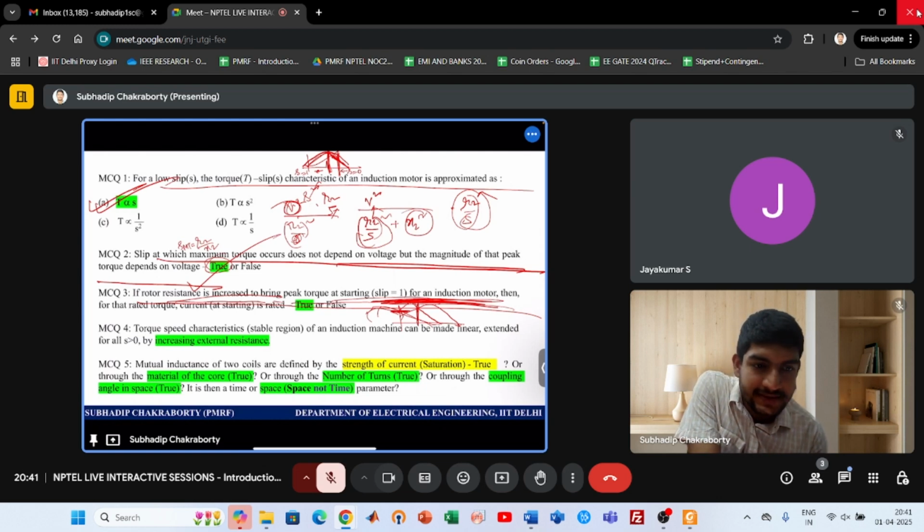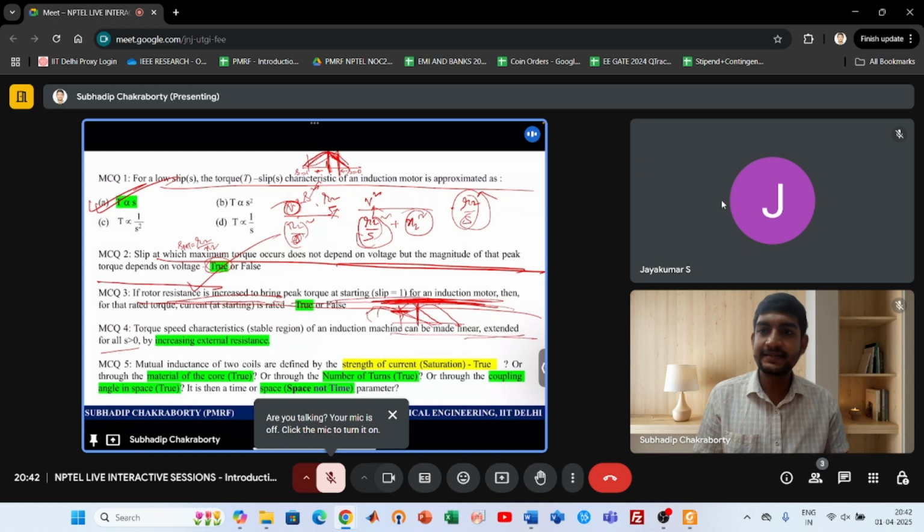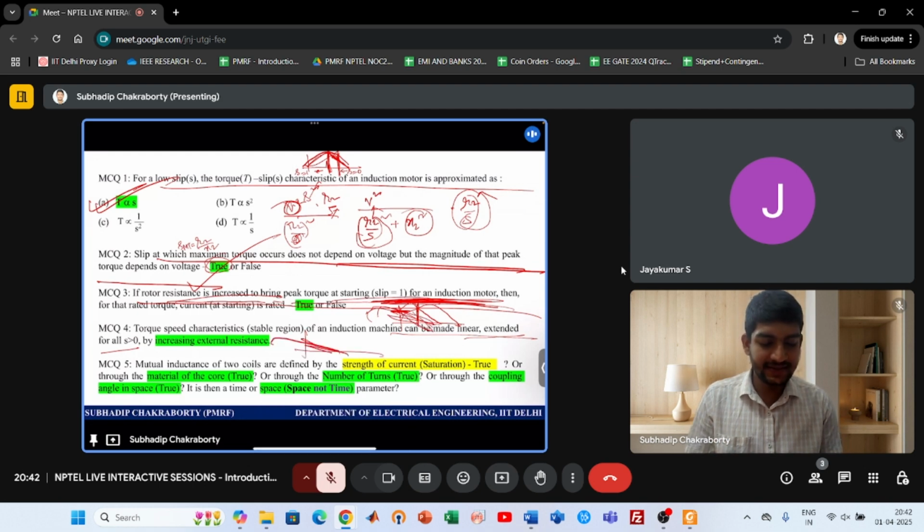But it's changing its position because the slip at which maximum torque occurs is changing with varying resistances. Similarly, the torque speed characteristics can be made linear. So like this, they are asking like this. You can shift the characteristics to the starting. So this part is linear, right? By increasing external resistance. So this is a kind of fill in the blanks.